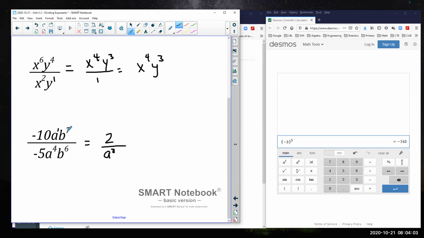And then I've got b to the 7th and b to the 6th. So b to the 7th is bigger. It's in the numerator, so this is going to be b to the 1st. So I can just write that as b. So I get 2b over a cubed.